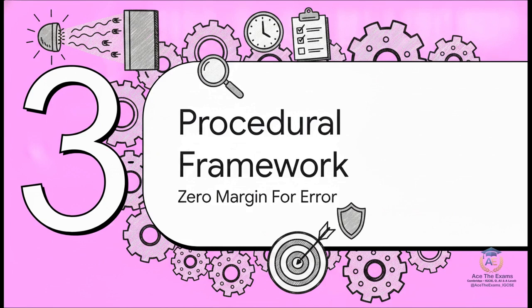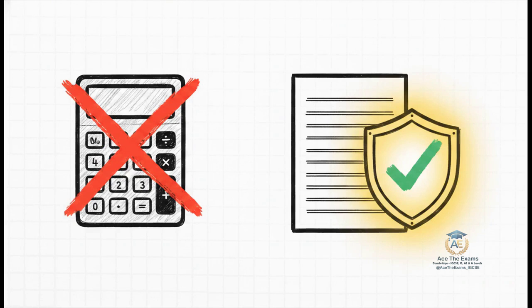All right, let's get into Section 3, the procedural framework. This is all about maintaining that 0 margin for error. This section fundamentally changes how you should view math-heavy physics questions. Welcome to the method mark strategy. You have to remember, marks are awarded for the process, not just the final result.